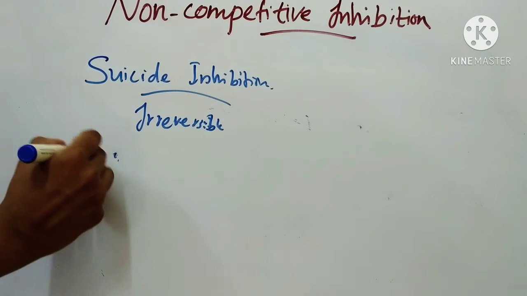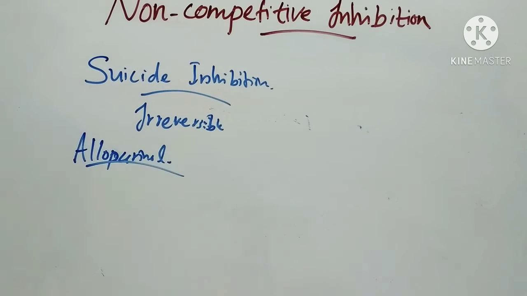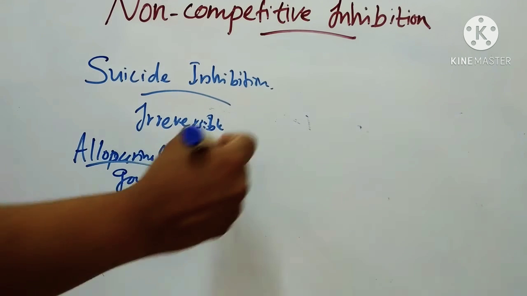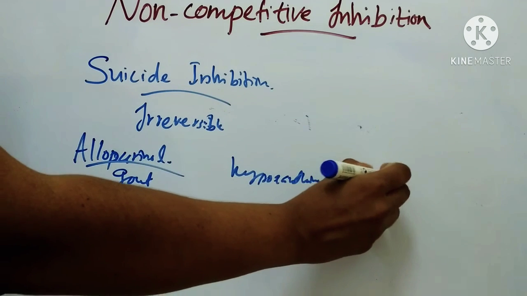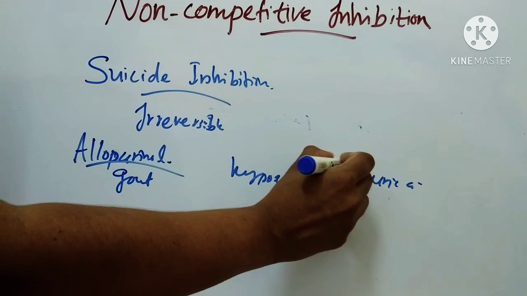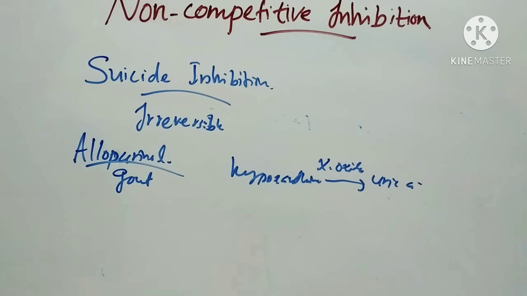For example, allopurinol. Allopurinol is also a competitive inhibitor. Allopurinol is the best example for suicide inhibition. The drug is used in the treatment of gout. It inhibits the enzyme xanthine oxidase and decreases uric acid formation. We know that from hypoxanthine, uric acid is formed by the enzyme xanthine oxidase. So allopurinol inhibits the enzyme xanthine oxidase and decreases uric acid formation.